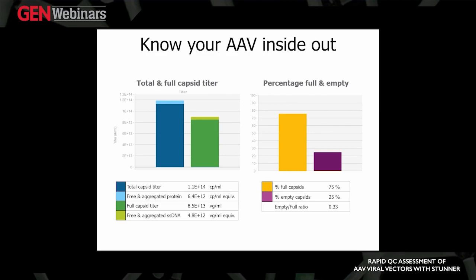Here's that same data showing the exact values Stunner delivers to help you know your AAV inside out. We can see the total capsid titer and full capsid titer shown at that bottom table, and the excess DNA and protein present is also expressed in terms of equivalent capsids or equivalent vector genomes that amount of protein and DNA could be used to make.